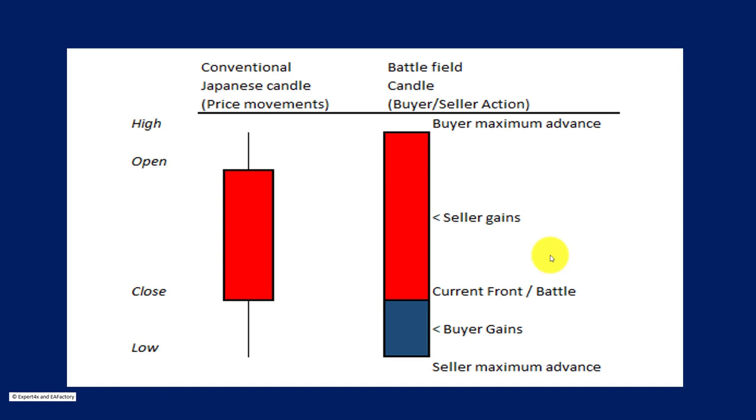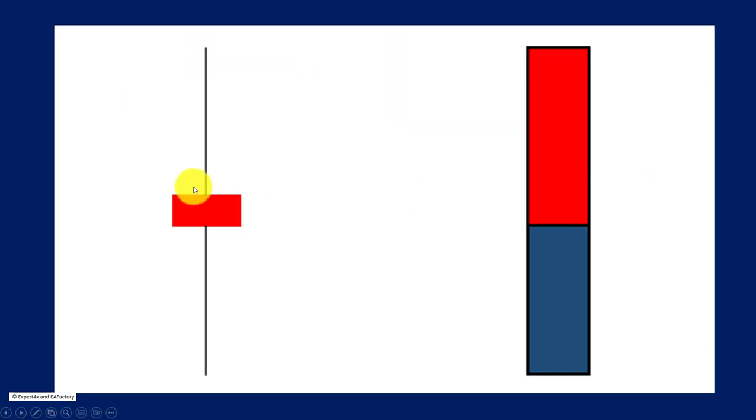And let's say it's a 1 hour candle. This one basically shows you the price movement. This one shows you the battle and how it transpired and who the winners are, and clearly the sellers were the winners here. So let's look at another example, and here's an example of a Japanese candle, big wicks on both sides, small red body over there.